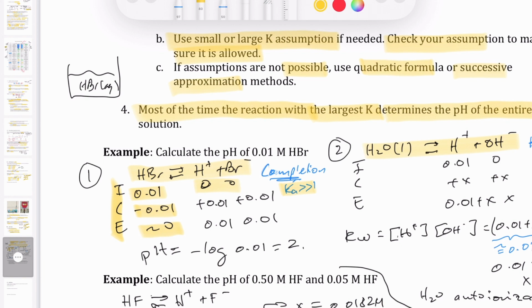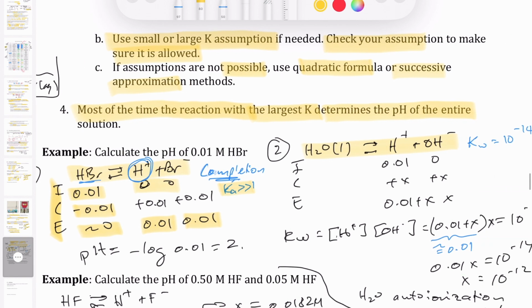But it depends on what we're looking for. In this case, we're looking for pH. So all we care about at the end of this problem is finding out how much H plus concentration. We're not being asked for the HBr. So yes, the HBr concentration is not 0, but it's not relevant also to our question. So we can say it's about 0, and we can say that the concentration of H plus and Br minus at equilibrium are going to both be 0.01 molar.